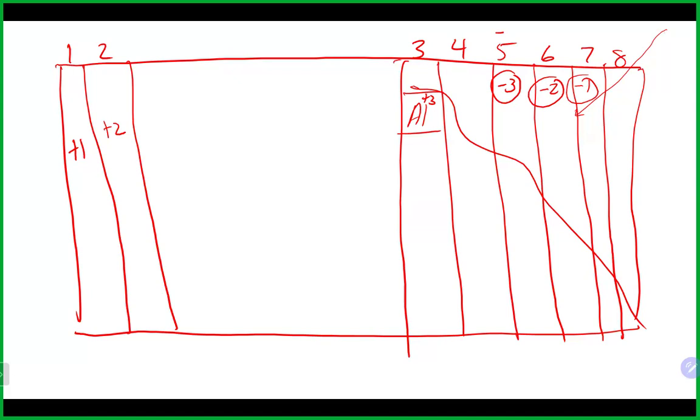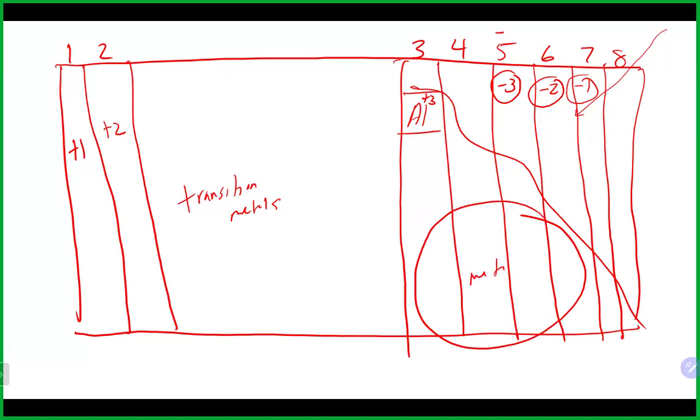And that leaves us really this part of the periodic table where we have our transition metals. And also remember that below the staircase, these are actually metals. So remember, above the staircase, they're nonmetals. Below the staircase, they're metals. On the staircase, they're semi-metals, which have properties of both. Yes, sir.